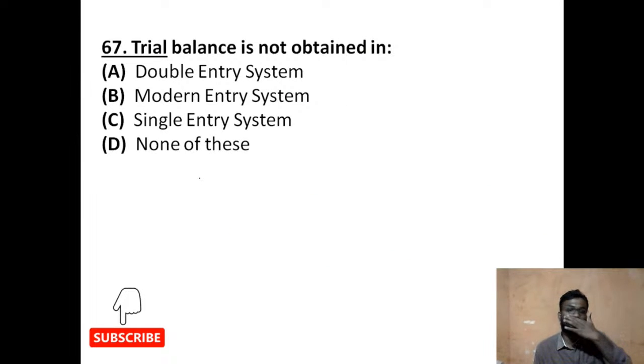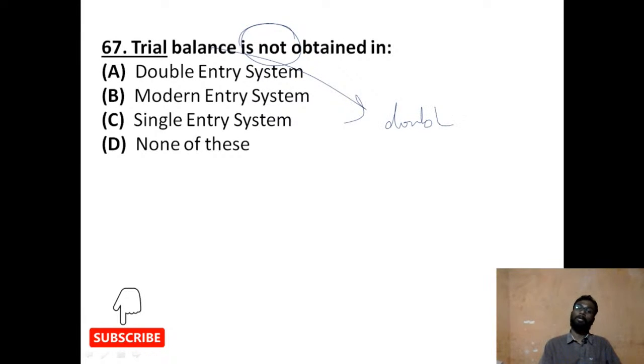So trial balance is not obtained in which? Double entry, model entry, single entry, none. He is asking us which is not obtained. See, the trial balance is generally a balance of all the ledger accounts, which have two aspects, that is double entry, debit and credit. It is not obtained with the help of single entry.